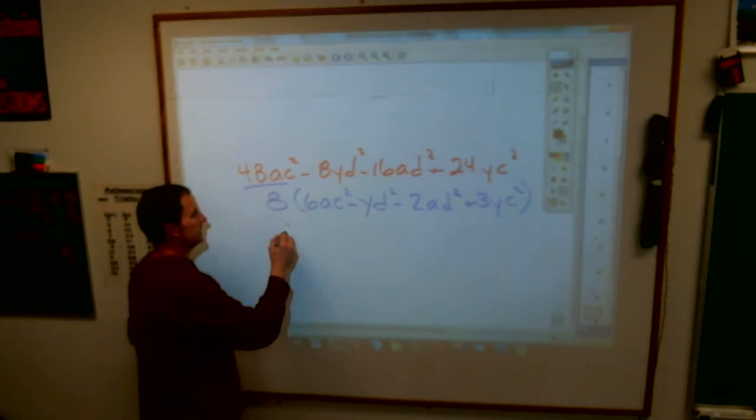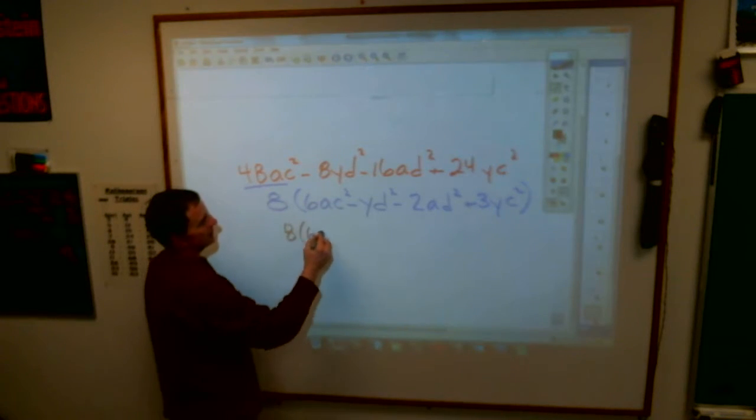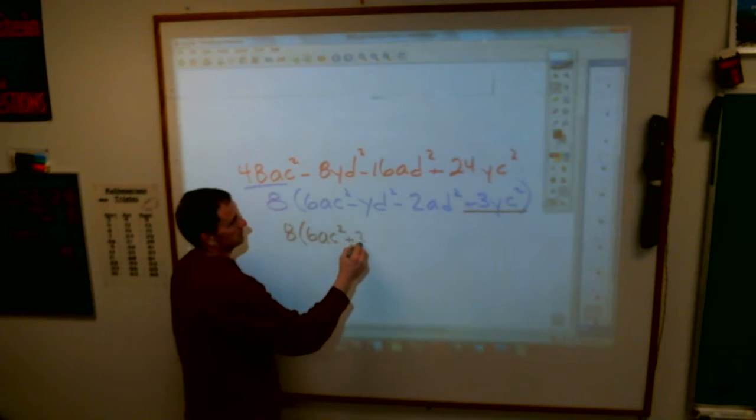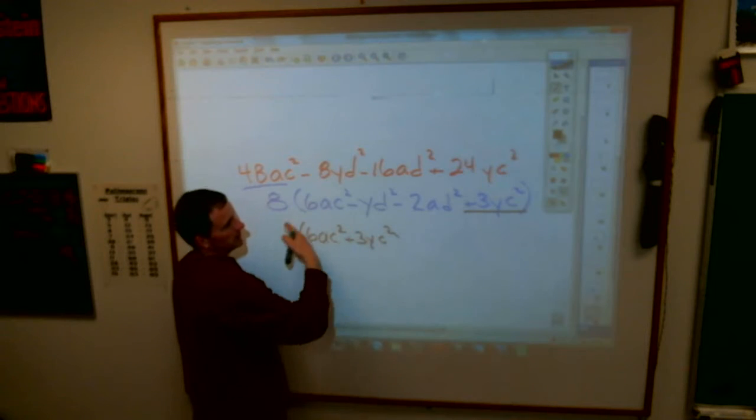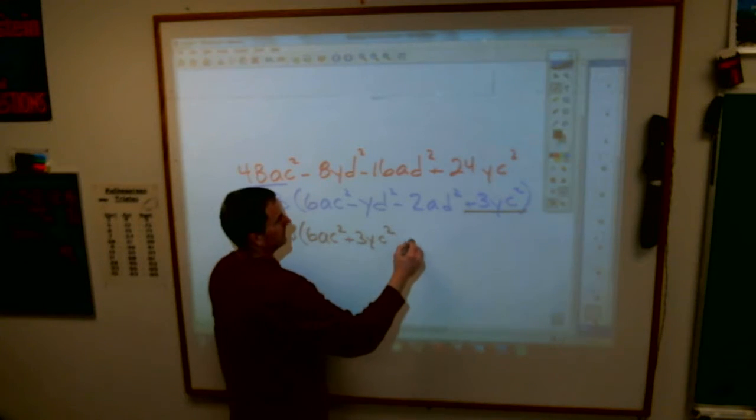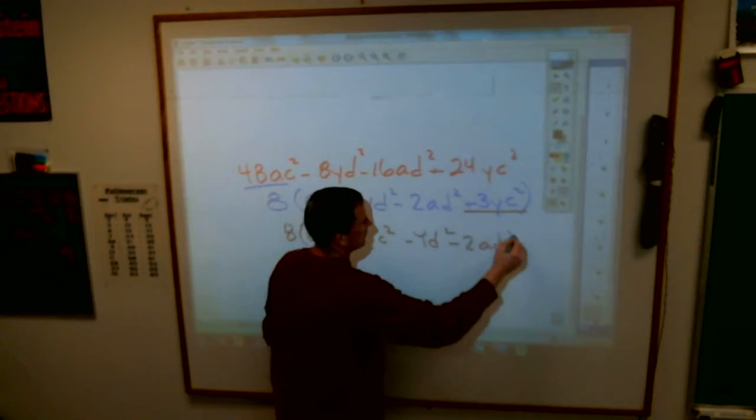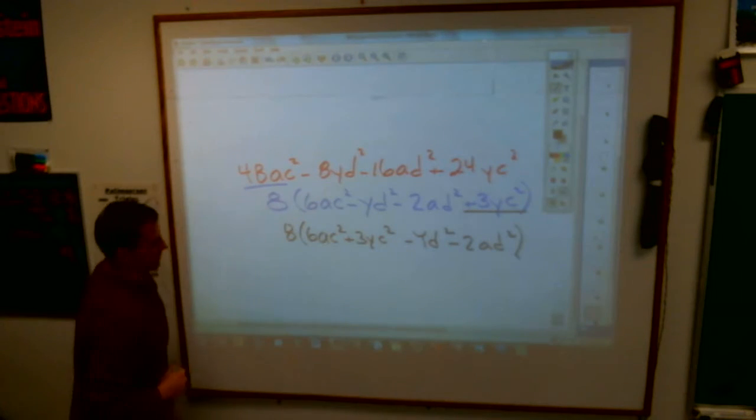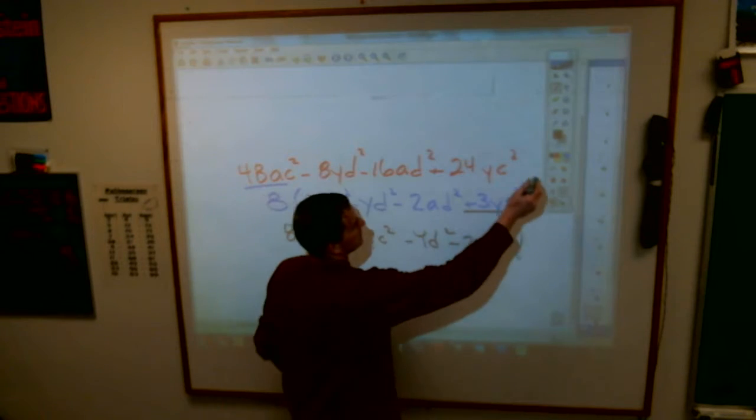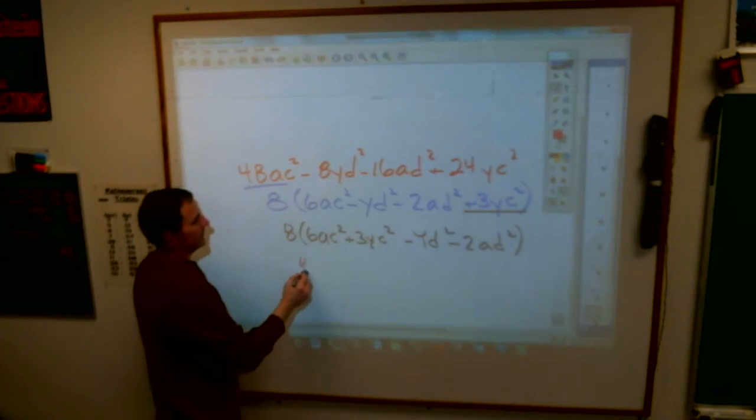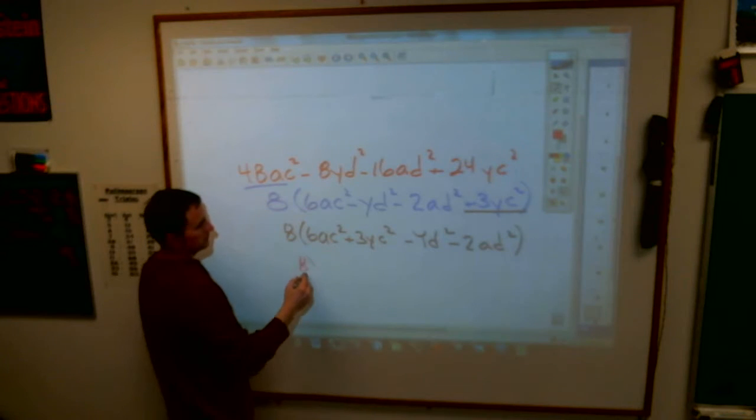Let's do that. Let's see what happens. So I can do 6ac squared. I'm going to move this one here. So that means I'm left with a minus yd squared minus 2ad squared over there, right? Let's change colors because it looks so much nicer. So, keeping my 8 out there, I'll just put in parentheses.